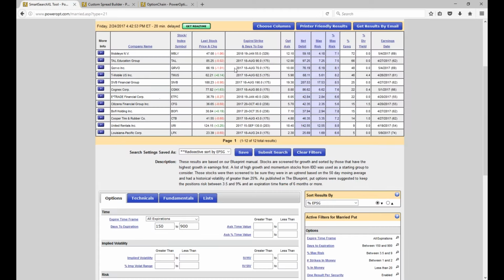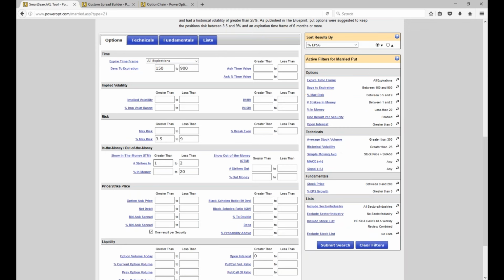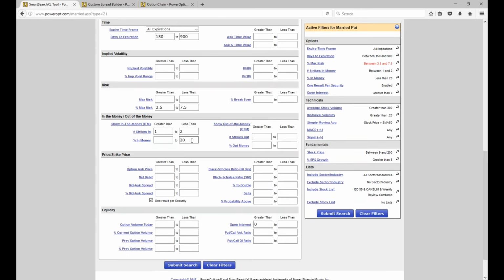So that's one of the 3 core principles of radioactive trading. I've got a webinar on that as well, but I want to go at least 150 days out in time. I want to keep my risk between 3.5% to 7.5%, and I don't want to go more than 15 or 20% in the money because that lowers the expectancy.